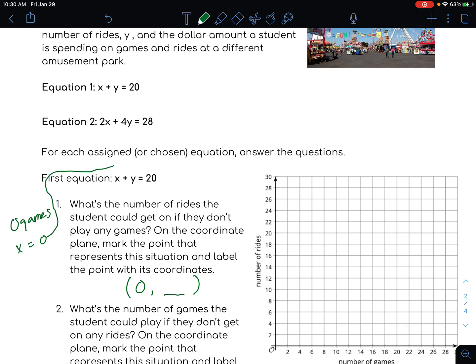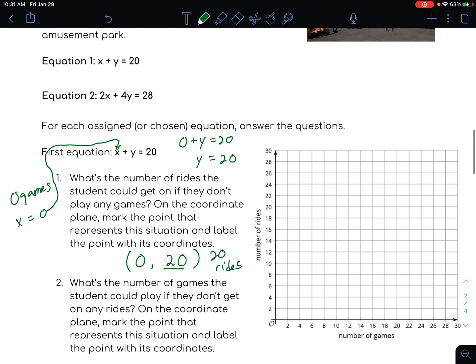If we put 0 in for X, think about what that means. That would be 0 plus Y equals 20, which means that Y is equal to 20. So if there are 0 games, that would mean 20 rides. So the coordinate (0, 20) would be a y-intercept coordinate, right here. Let's label that (0, 20), and that represents 0 games and 20 rides.